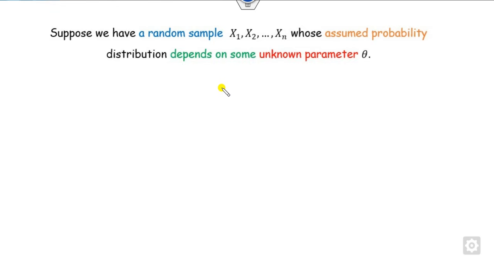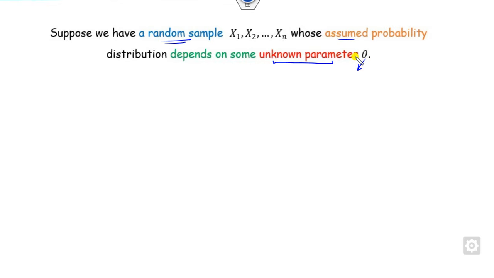So suppose, firstly we will think about this background or the motivation behind the MLE. Suppose you have the random variables xi's which assume a certain probability distribution. It may be the Bernoulli, it may be the binomial, it may be the normal distribution, uniform distribution and so on, having some unknown parameter theta.